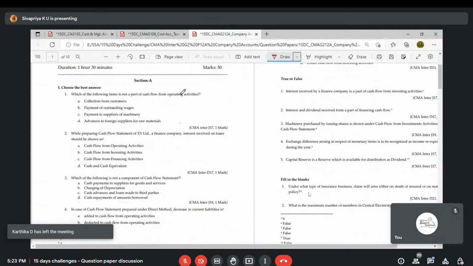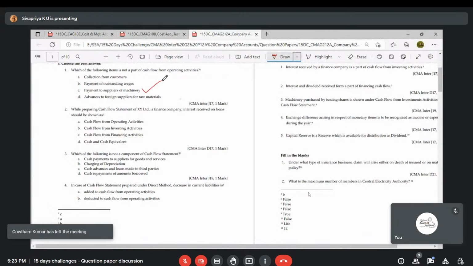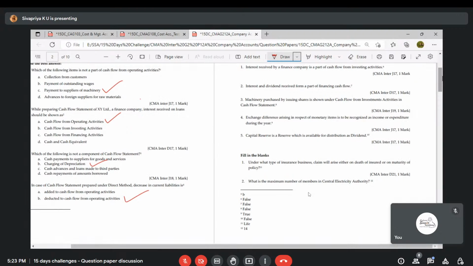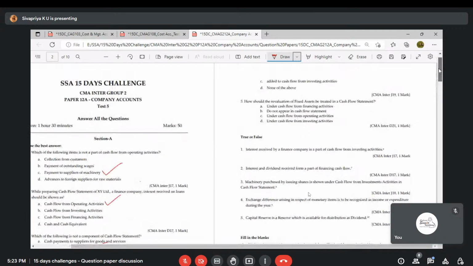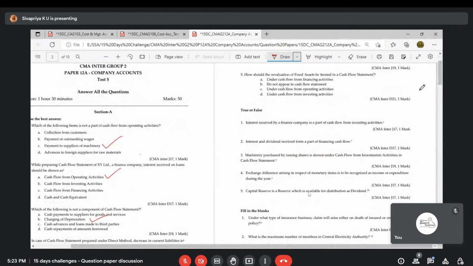Which of the following items is not a part of cash flow statement from operating activities? Payment to the suppliers. While preparing cash flow statement, a finance company interest received on loan should be, the answer is A. Which of the following is not a component of cash flow statement? B. In case of cash flow prepared under direct method, decrease in the current liabilities, the answer is B. How should the revaluation of fixed assets be treated? Answer is B.